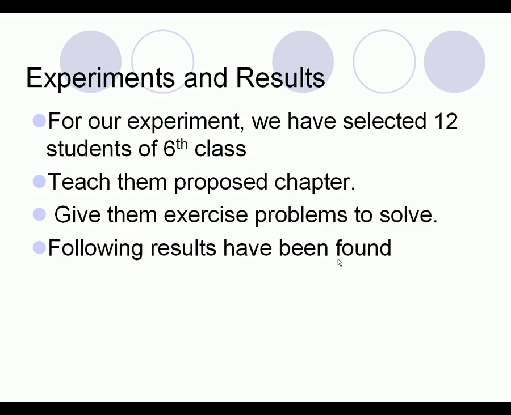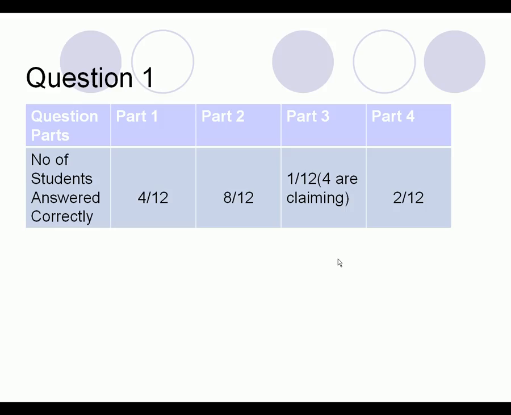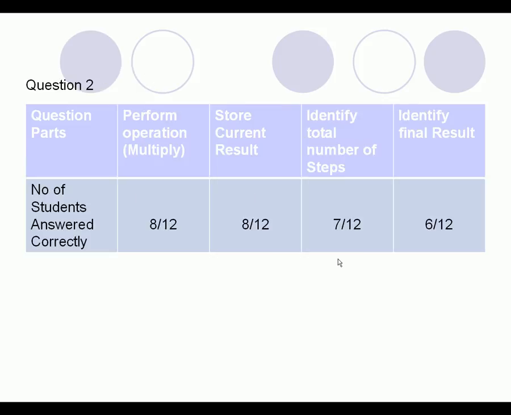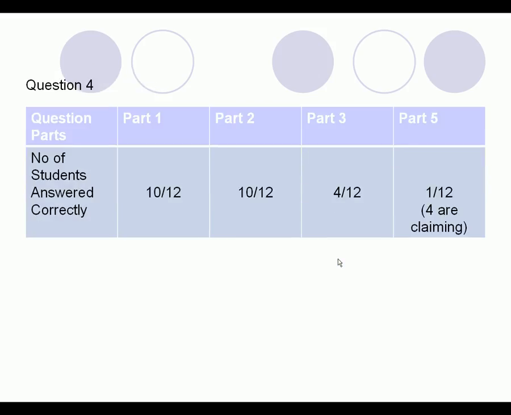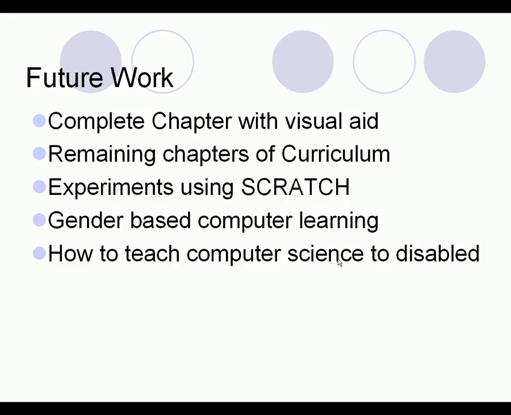The experiments that we conducted were on 12 children of 6th class. We taught them the proposed chapter. The questions in the experiment are included in the paper. The results from that experiment are also included in the paper. I'll give a brief overview here. There were 5 questions asked of the children, and the answers that they gave helped us to arrive at our knowledge and value claim, whether our approach of teaching the topics of computer science was actually of any particular use or not.